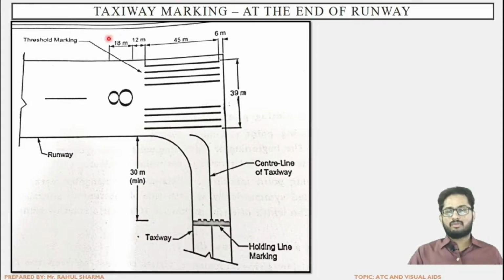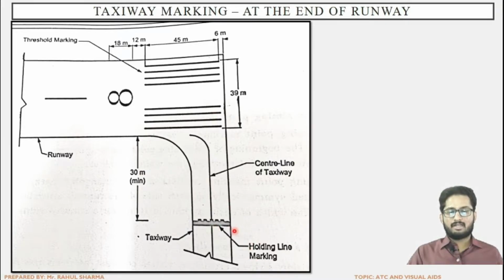Again, this is the view for the taxiway marking at the end of the runway. This is the end portion of the runway, this is the threshold marking, and this is the connection that is between the runway and the taxiway. If we talk about the markings, first of all, this is the label which is indicating the taxiway, which is connecting the end portion of the runway.